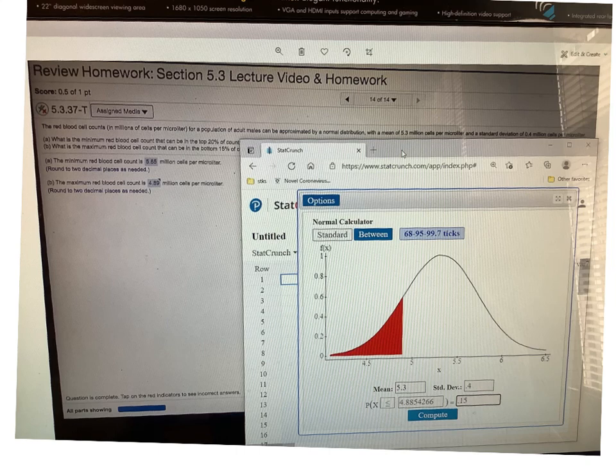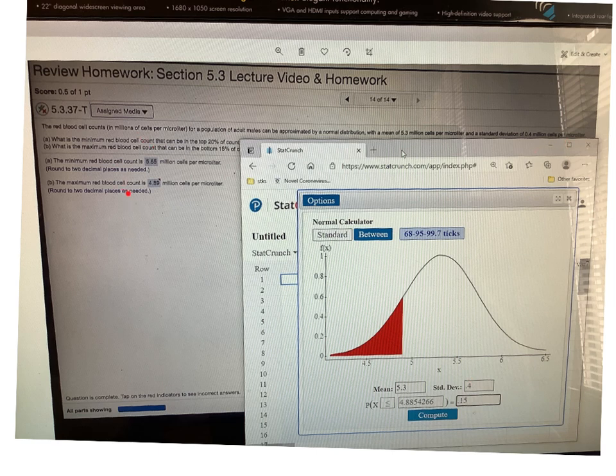Well, I saw your question on the discussion board. I decided to do it with StatCrunch. The red blood cell counts in millions of cells per microliter for a population of adult males are approximately normal with a mean of 5.3 million. So in StatCrunch, I put 5.3 in for the mean, and a standard deviation of 0.4. So I'll put that in here.